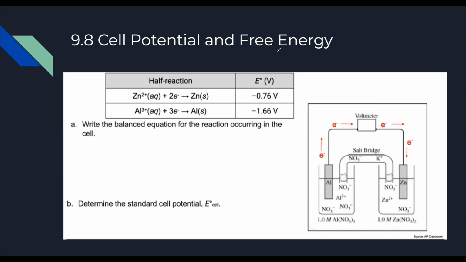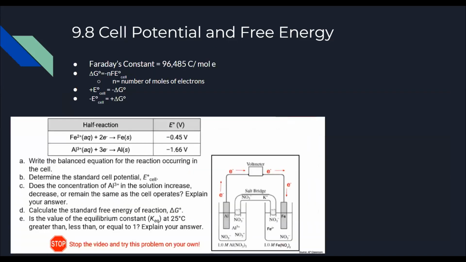So clear the drawings. And you have another thing that we're going to add, which is Faraday's constant, which is 96,485 coulombs per mole of electrons. And an equation to use is delta G equals negative n, the number of moles of electrons, times Faraday's constant times E° cell. And a positive E° cell is a negative delta G, meaning it's favorable, and a negative E° cell is a positive delta G, which is unfavorable.